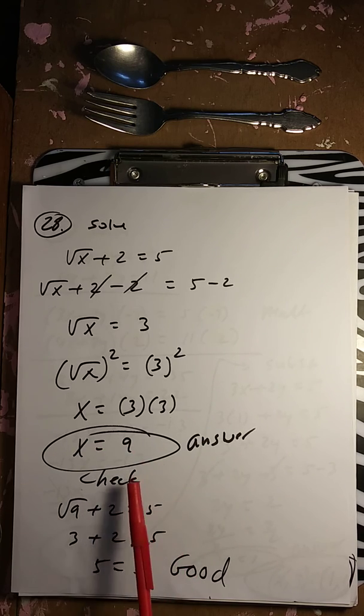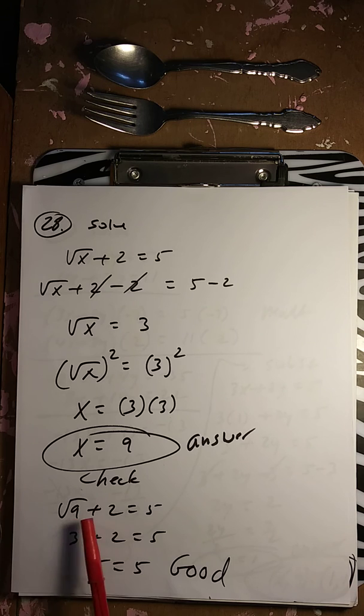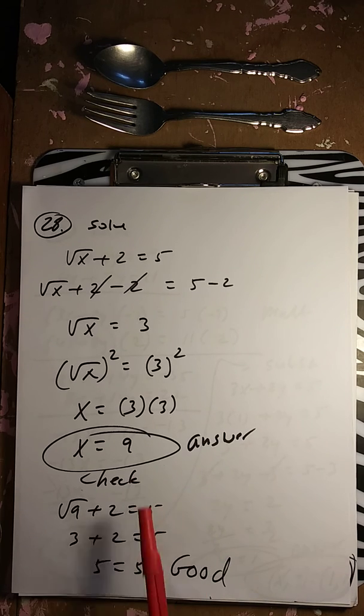Check the numbers. Does it work? Put it back in the original problem. The square root of 9, plus 2, does that give you 5? Let's see. That's going to be 3 plus 2. 3 plus 2 is 5. Did they match? Yes, 5 equals 5. Good. That's the answer.